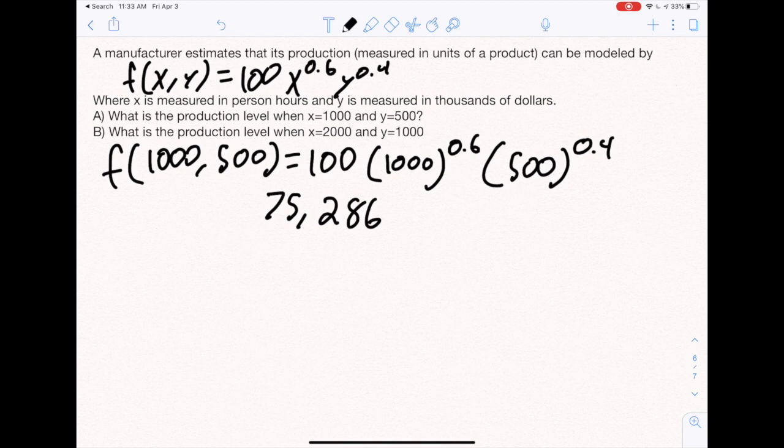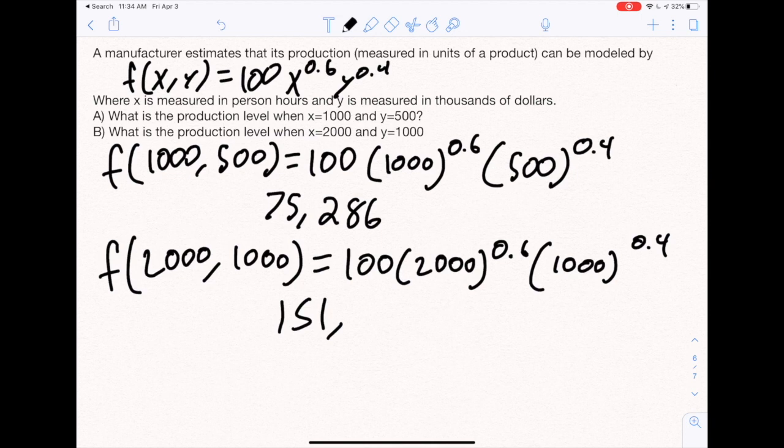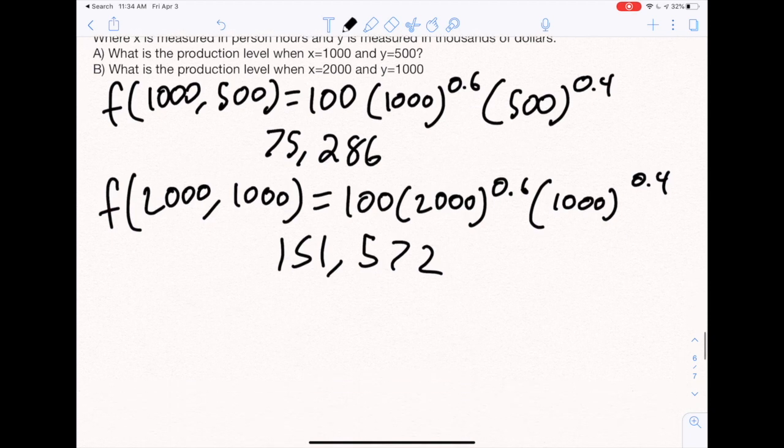Okay, so let's turn our attention to B. We want to find f of 2,000, 1,000. And so that will be 100 times 2,000 to the 0.6 times 1,000 to the 0.4. And now if you plug that into a calculator, what you'll get is 151,572. Now what's interesting about this is that 151,572 is 75,286 times 2. It's twice the amount we found in A.